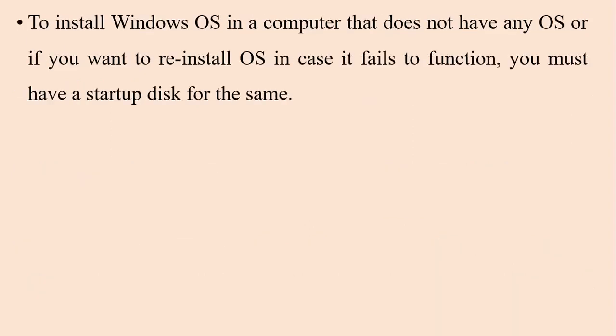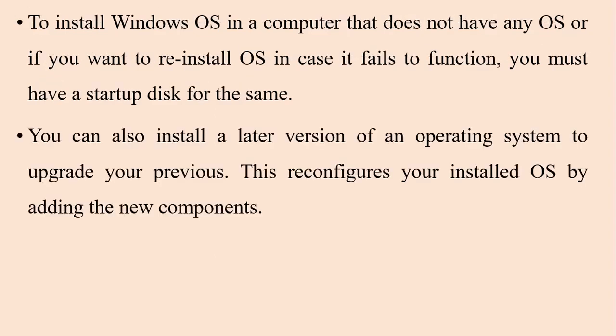In order to install, for example, Windows operating systems in a computer that does not have any operating system, or if you want to reinstall Windows in case it fails to function, you must have a startup disk for the same, or ensure that the storage media that contains the operating system is bootable. You can also install a later version of an operating system to upgrade your previous operating system. This reconfigures your installed operating system by adding the new components.